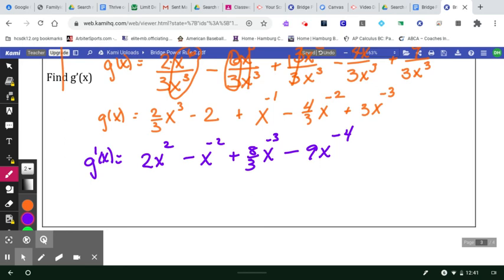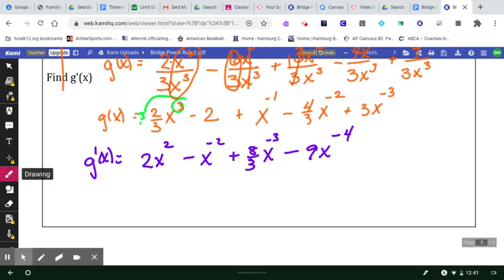So again, I'll just quickly talk through it in case you struggled with it. I took this 3, brought it down, 3 over 1, those 3's canceled, and I got a 2, or 6 divided by 3 is 2, subtract 1, and I got 2 for the exponent. This is a constant, its derivative is 0. I brought my negative down, subtracted 1, I got x to the negative 2. Brought my 2 down, this became a positive, 2 times 4 is 8, divided by 3 times 1 is 3, subtract 1, I get x cubed. Bring this down, I get negative 9, subtract 1, x to the negative 4th.